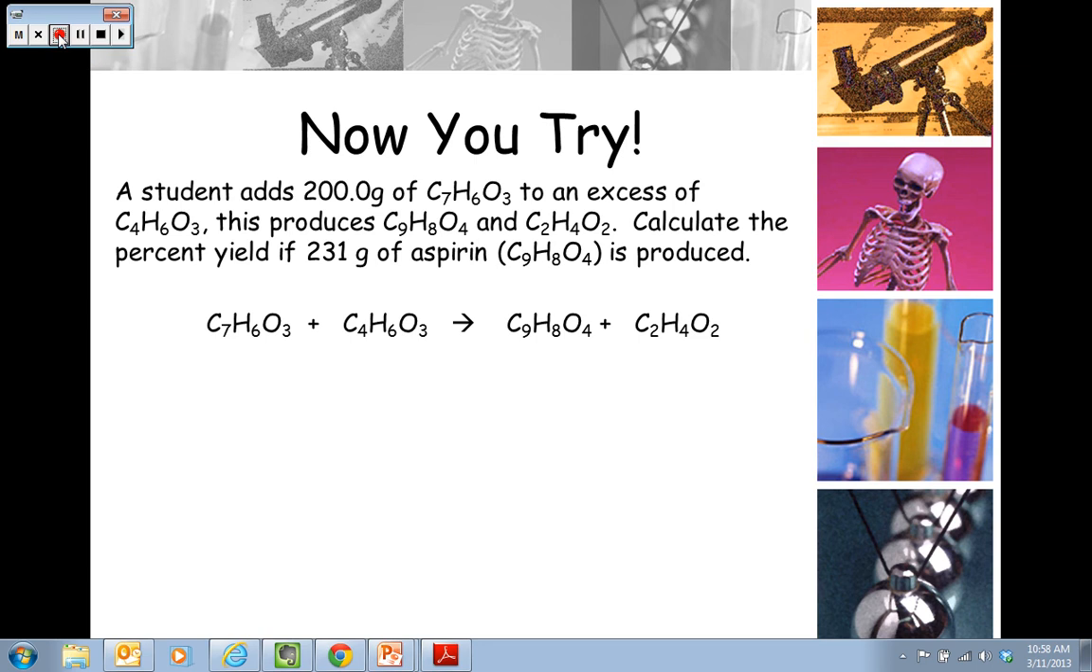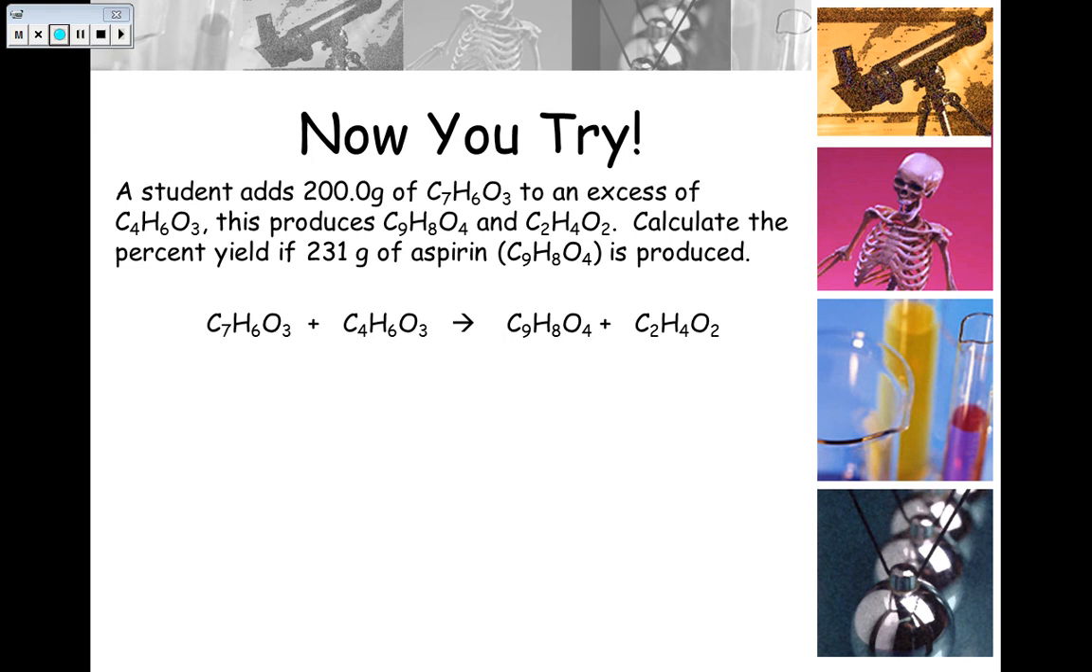A student has 200 grams of C7H6O3 to an excess of C4H6O3. This produces C9H8O4 and C2H4O2. Okay, calculate the percent yield if 231 grams of aspirin is produced.